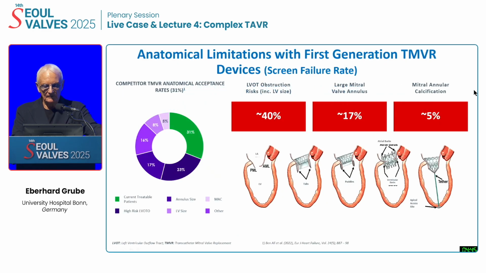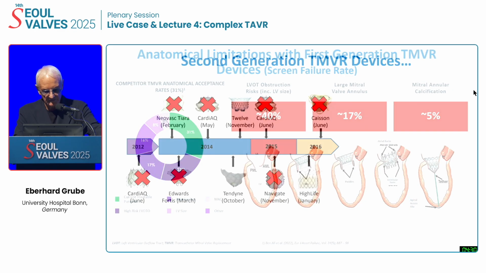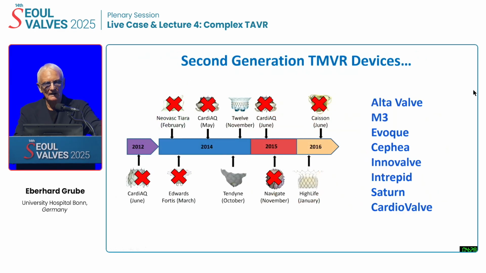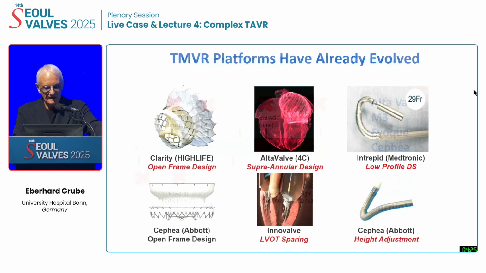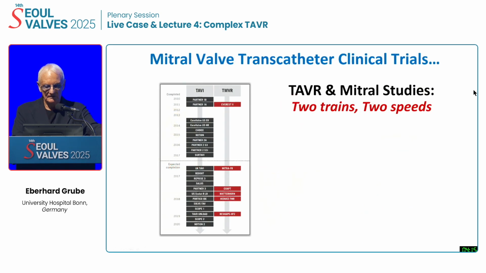Looking at transcatheter replacement, we do know that we have anatomical limitations with first-generation TMVR devices, high screen failure rates with LVOT obstruction, large annuli, and MAC. Second-generation devices address those by basically having an open frame design, supraannular designs, low profile, low presence in the left ventricle, and LVOT sparing and height adjustments.